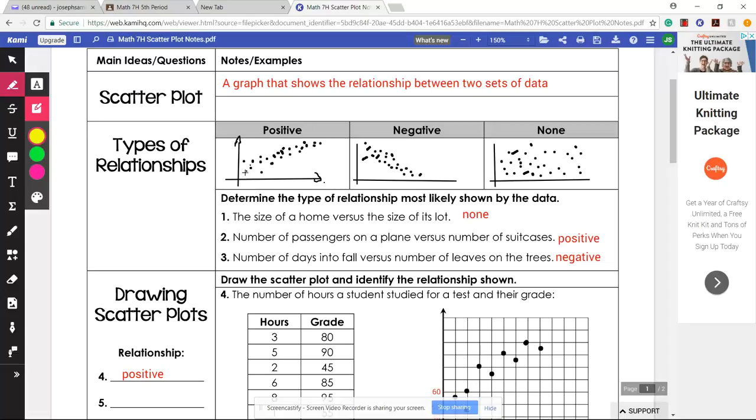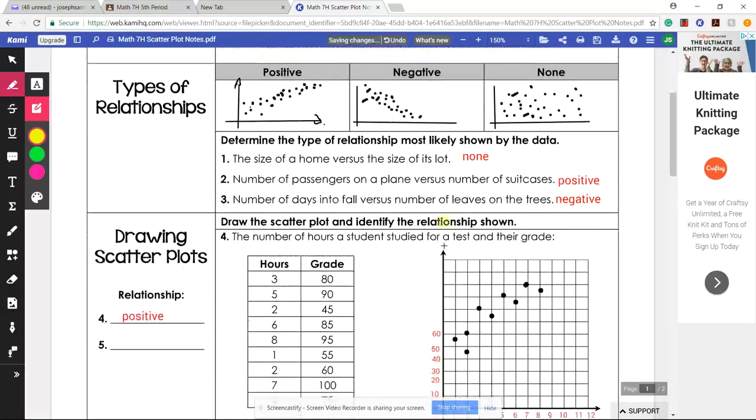If we were to draw a line on this scatter plot, it would have a positive slope. So as a result, this will have a positive relationship. If we were to draw a line on this scatter plot, it would have a negative slope or a negative correlation. So as a result, this one has a negative relationship. Okay, and over here, as you can see, there's no trend in any particular direction, so that will have no type of relationship whatsoever. Okay, so let's look at a couple more problems down below.